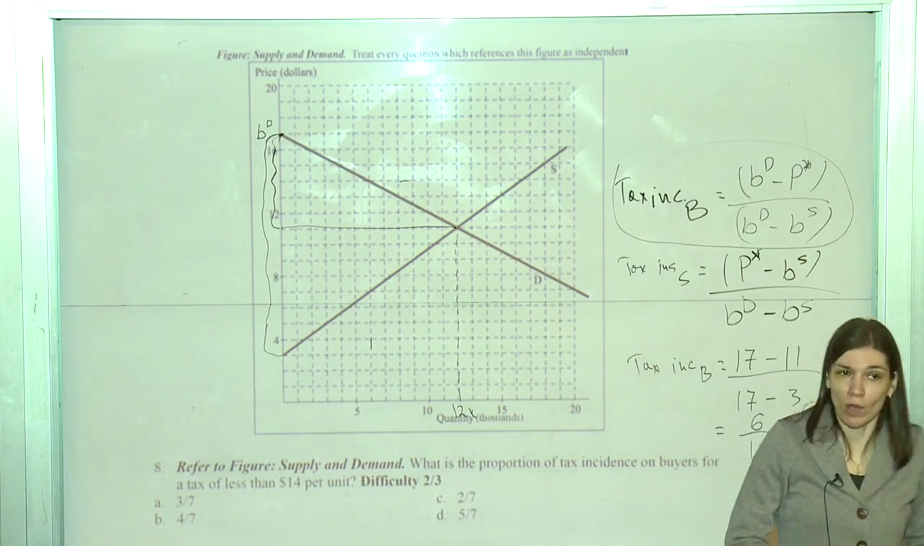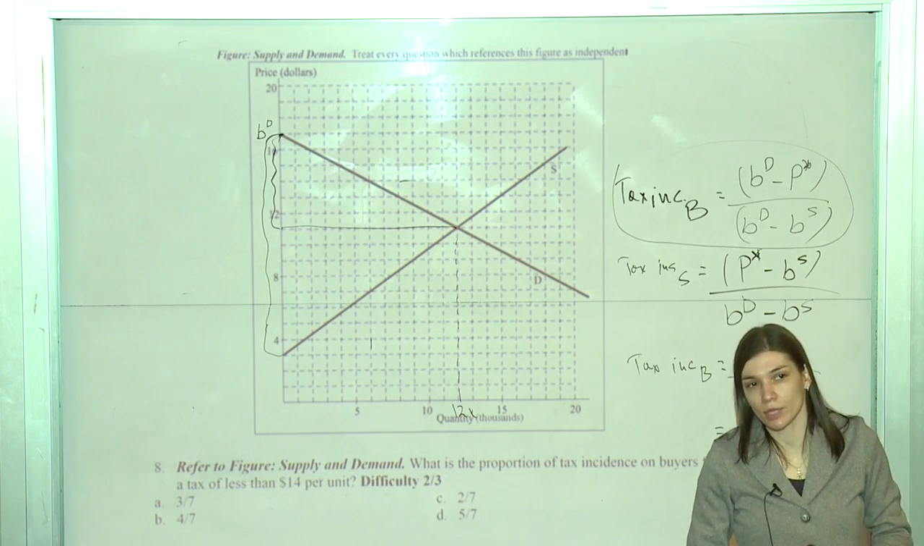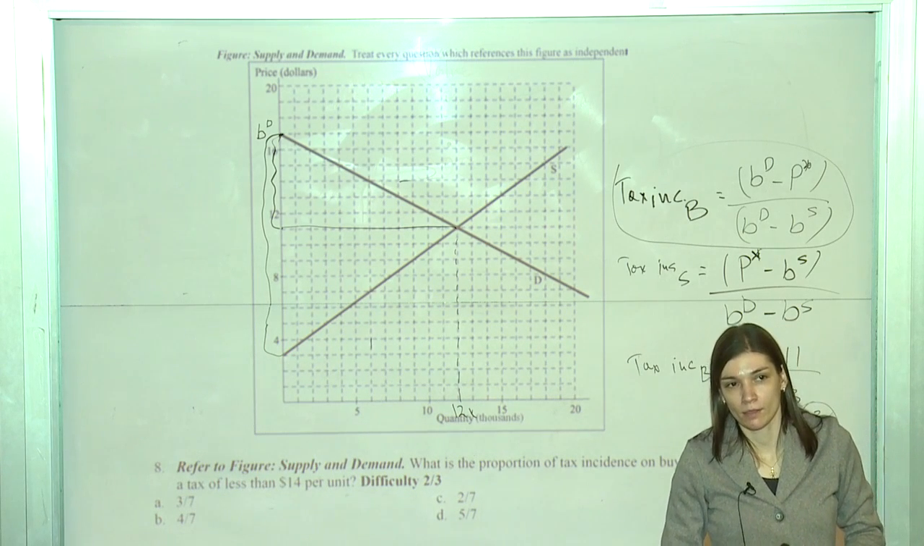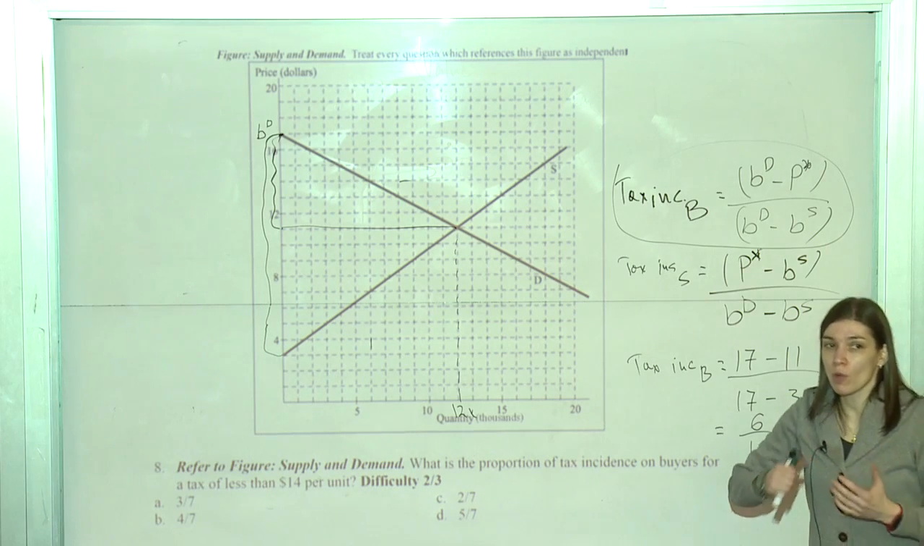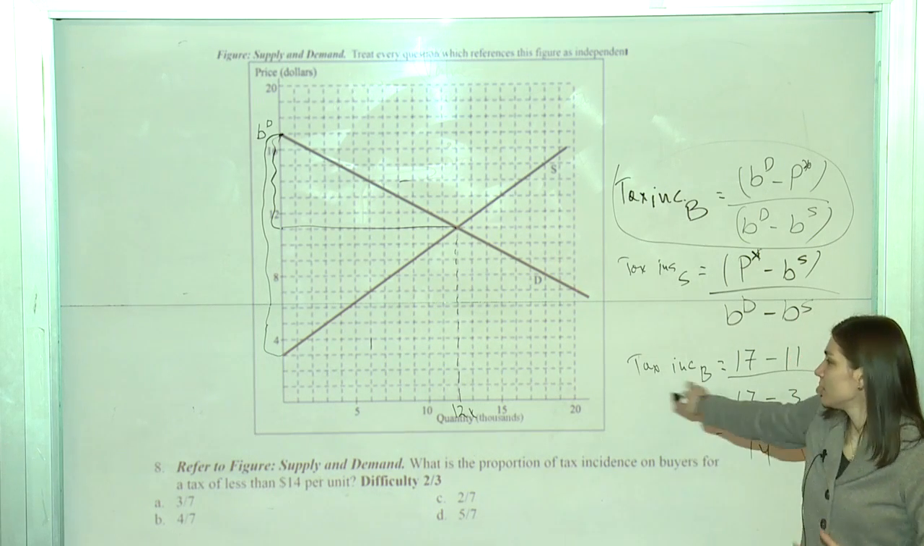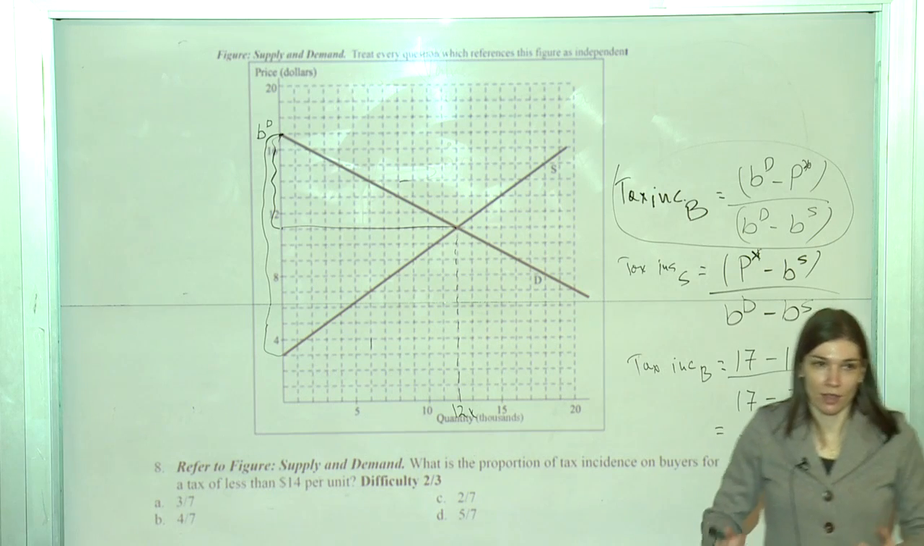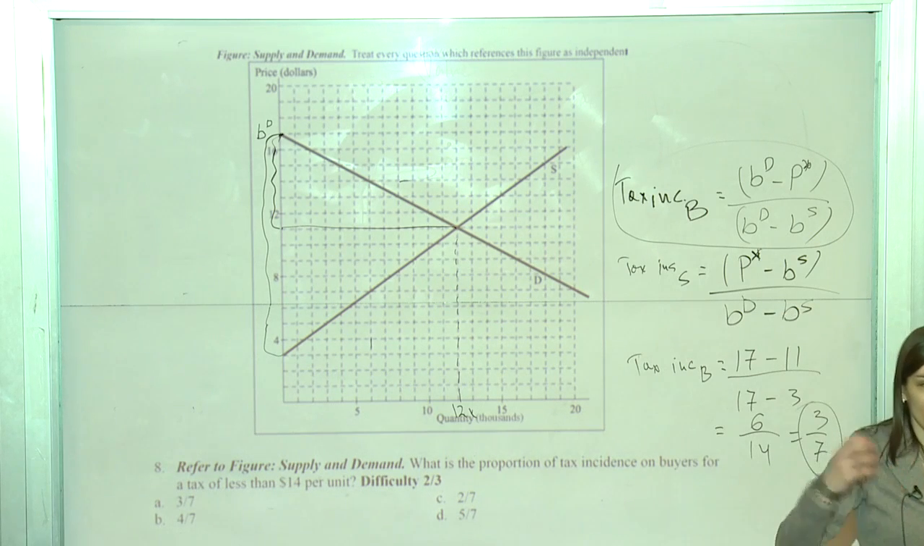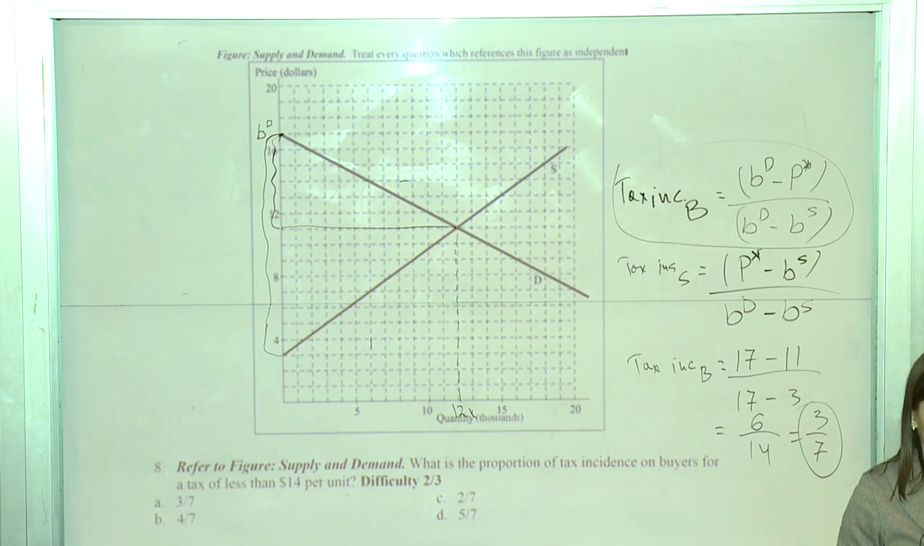Once we impose the tax, we're not going to be at equilibrium anymore, but no matter how big the tax is, that's the proportion of money that the buyers and the suppliers are going to end up paying. Question?